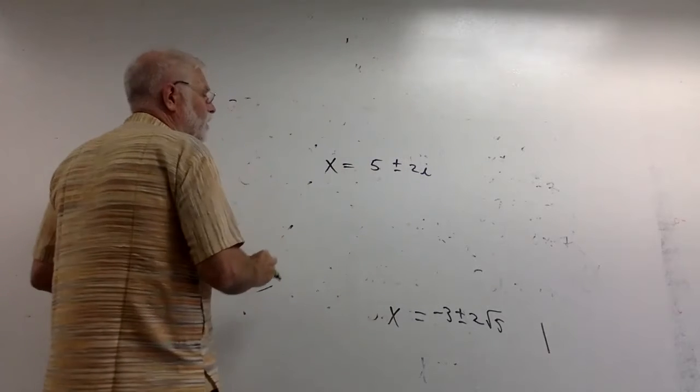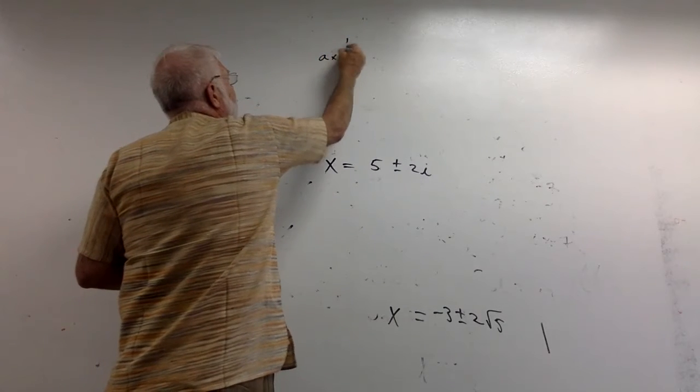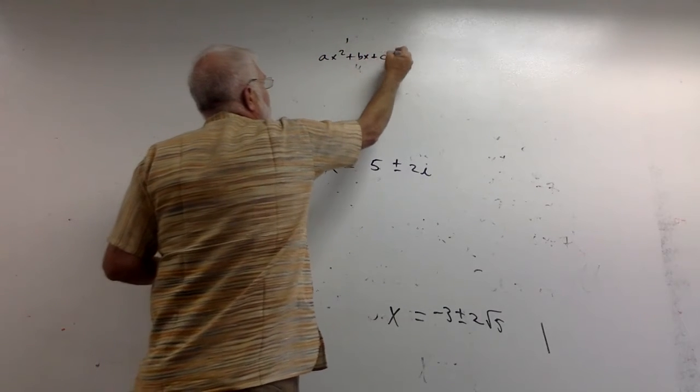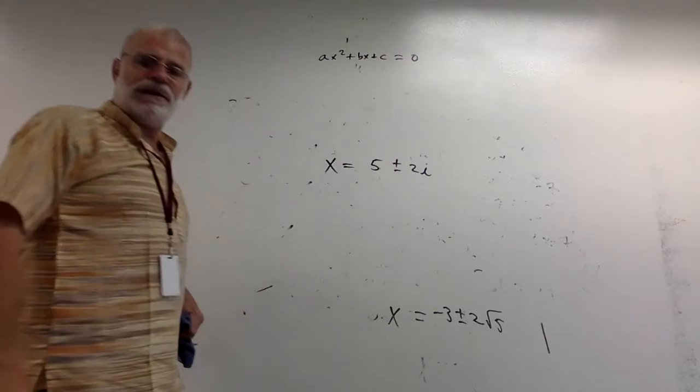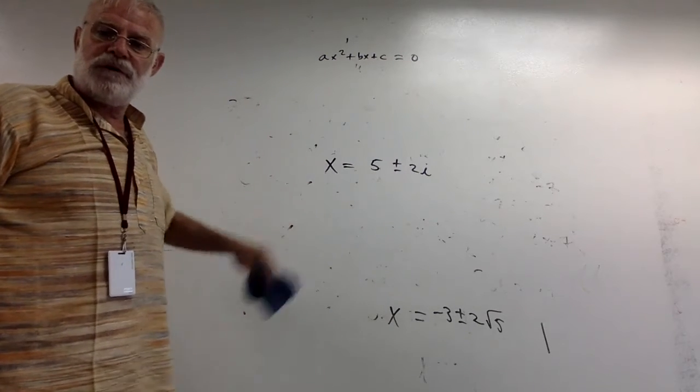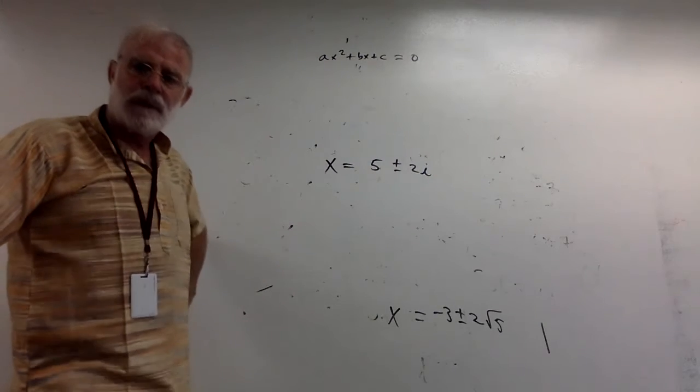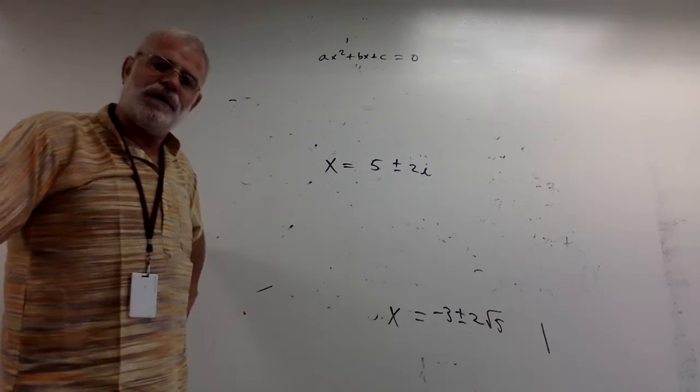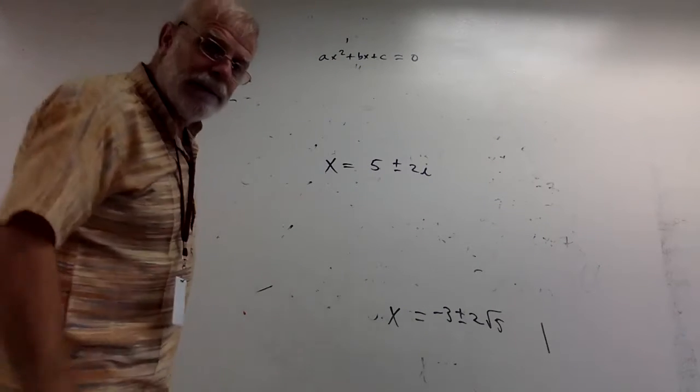All right, so where are we going? Back to ax squared plus bx plus c equals 0. Your next challenge, if you get this right, is when you see it, see if you can do it in your head. It's good practice for the brain.